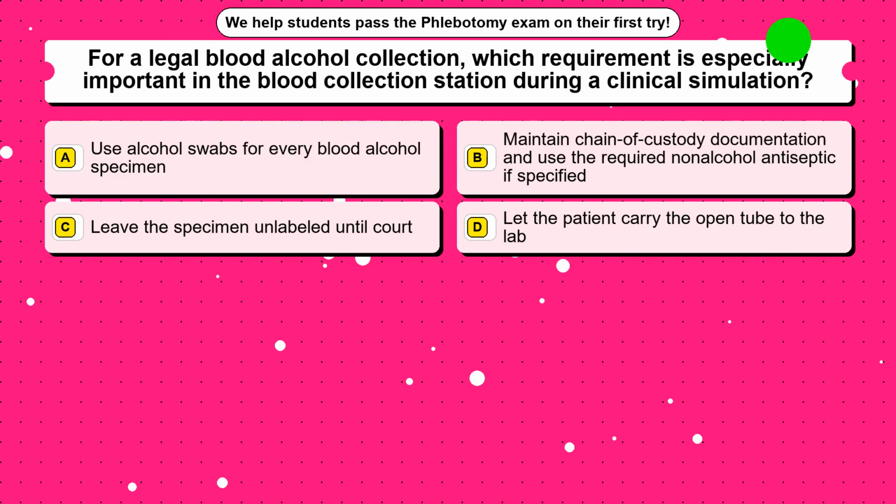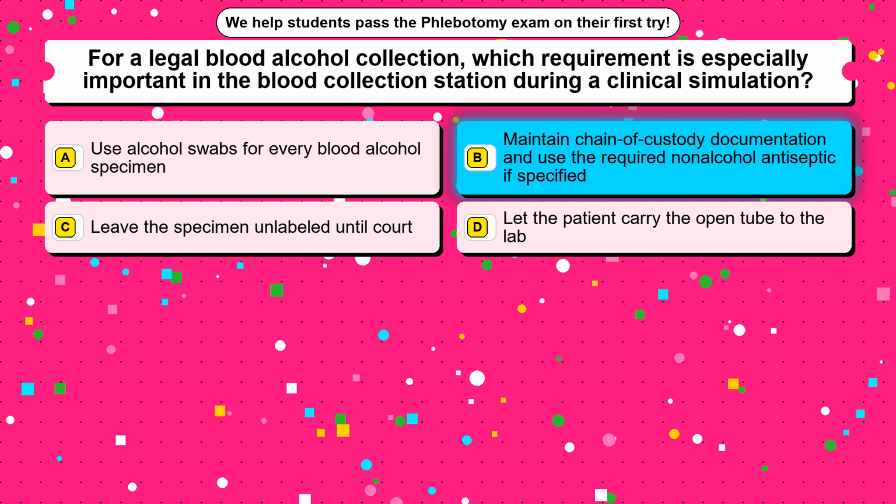Question 45. For illegal blood alcohol collection, which requirement is especially important in the blood collection station during a clinical simulation? Option A. Use alcohol swabs for every blood alcohol specimen. Option B. Maintain chain of custody documentation and use the required non-alcohol antiseptic if specified. Option C. Leave the specimen unlabeled until court. Option D. Let the patient carry the open tube to the lab.